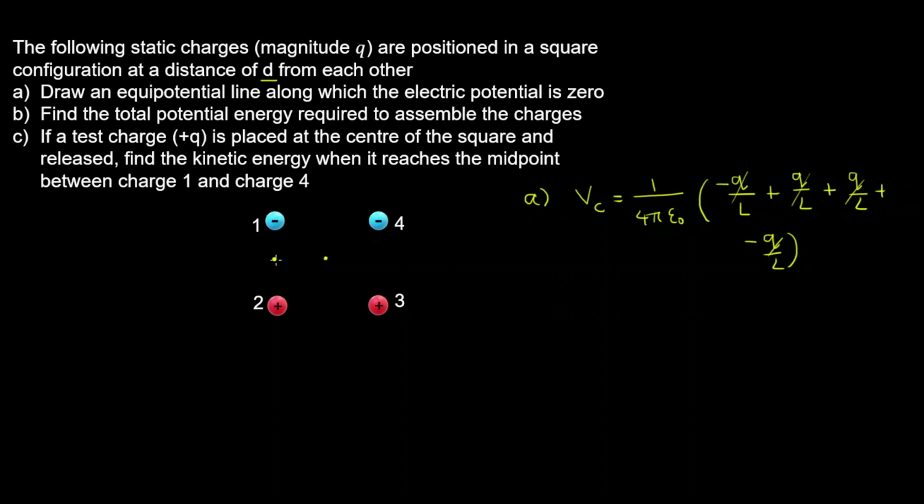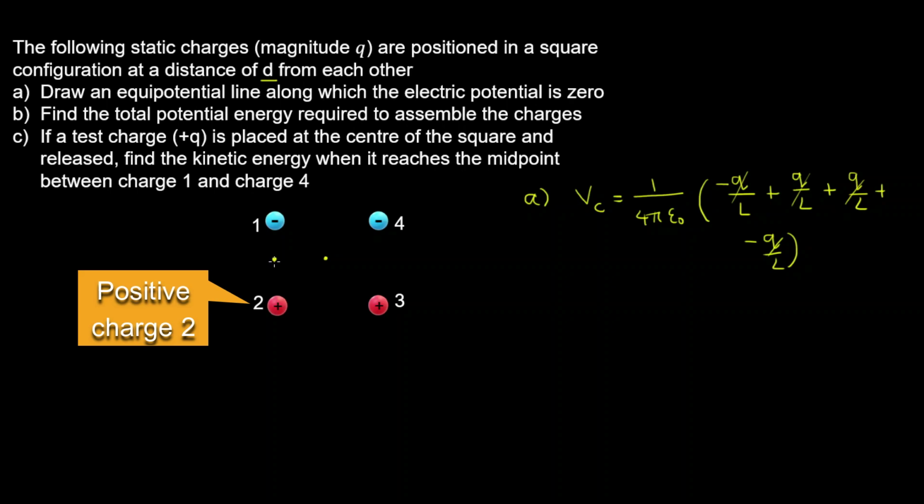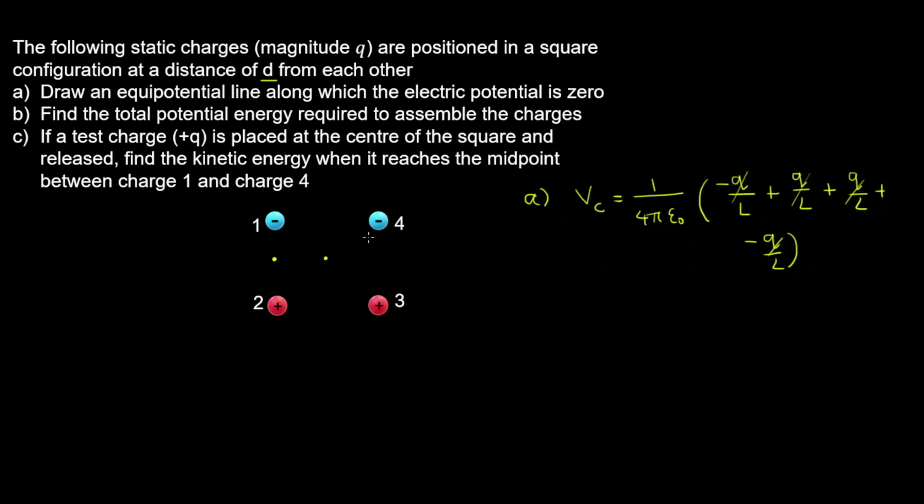Now if we look at this point over here, we can also observe that the radial distance of negative charge 1 is equal to the radial distance of negative charge 2 to this point, and similarly the radial distance from charge 3 to this point is equal to the radial distance from charge 4 to this point. So that's also going to give us a potential of 0. So the equipotential line along which the electric potential is 0 is this horizontal one over here.